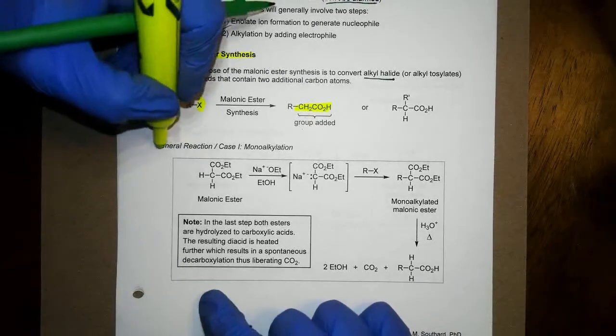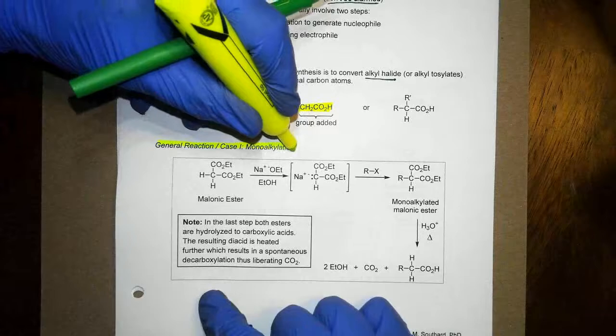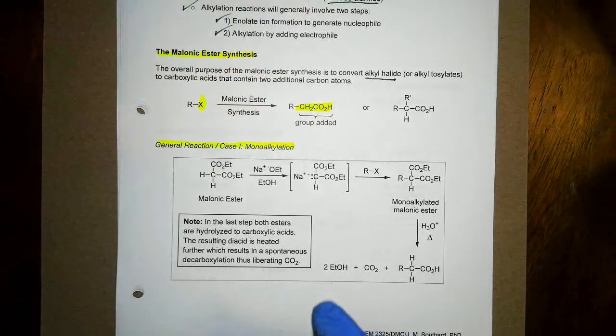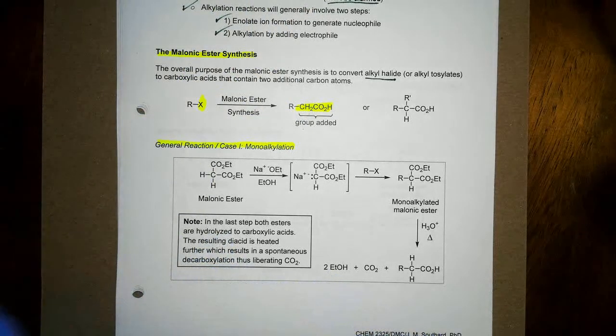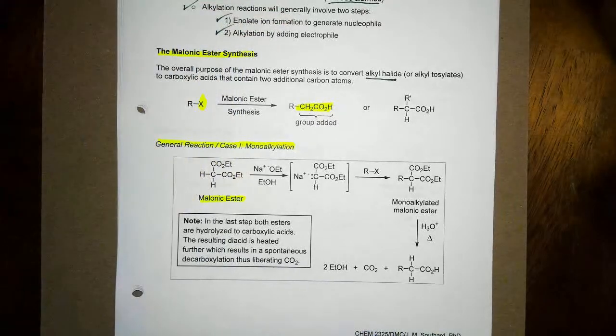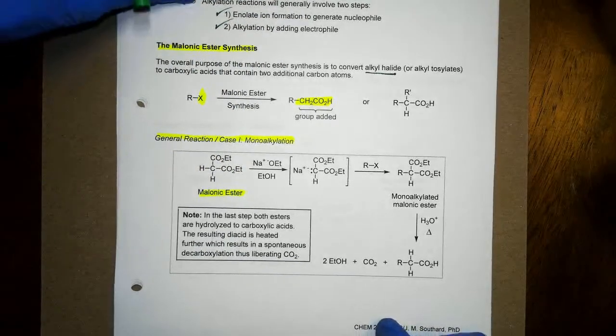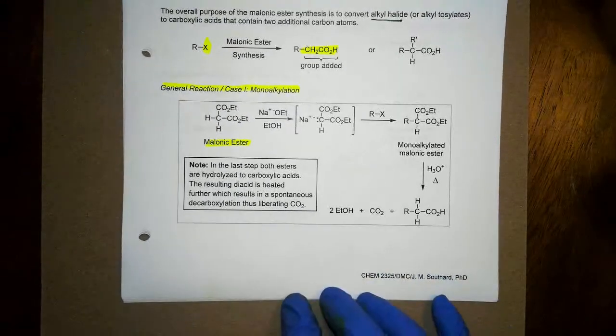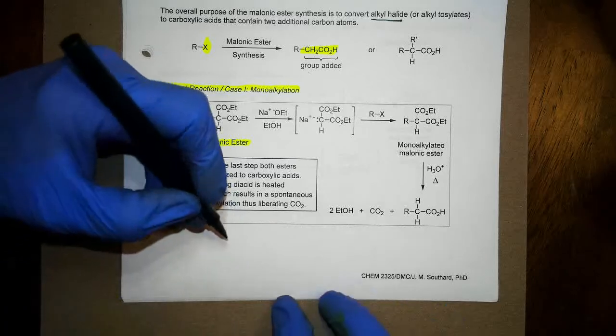The first general reaction, case 1, we call monoalkylation because we're only going to add 1 R group. This is malonic ester. Now you say, what's so special about malonic ester? What's special about it, and you can't really appreciate it until you draw the structure out. I'm going to draw it out here in a slightly different fashion.